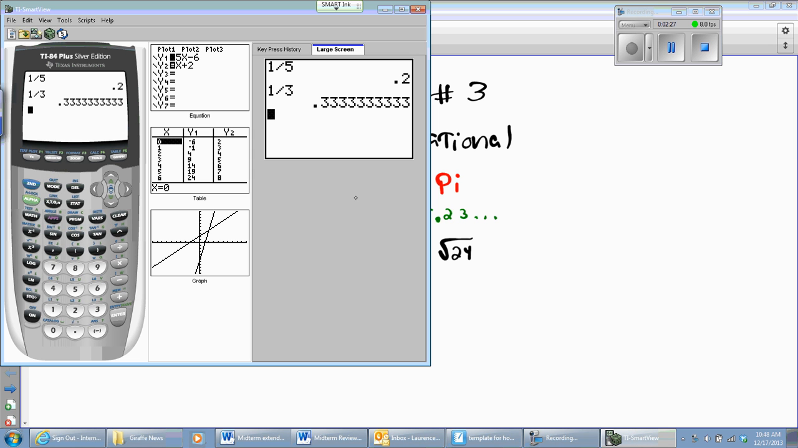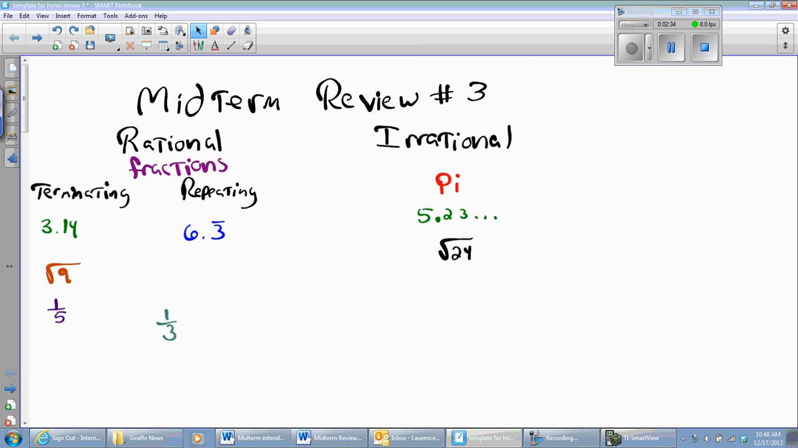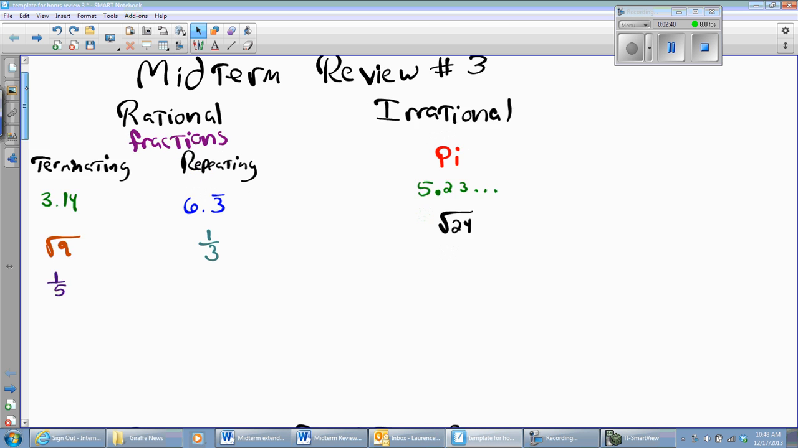All right, looks like it's a 0.3 repeating, doesn't it? So that would be a repeating rational number. There you go. Okay, very good. Let's move on to something else now.